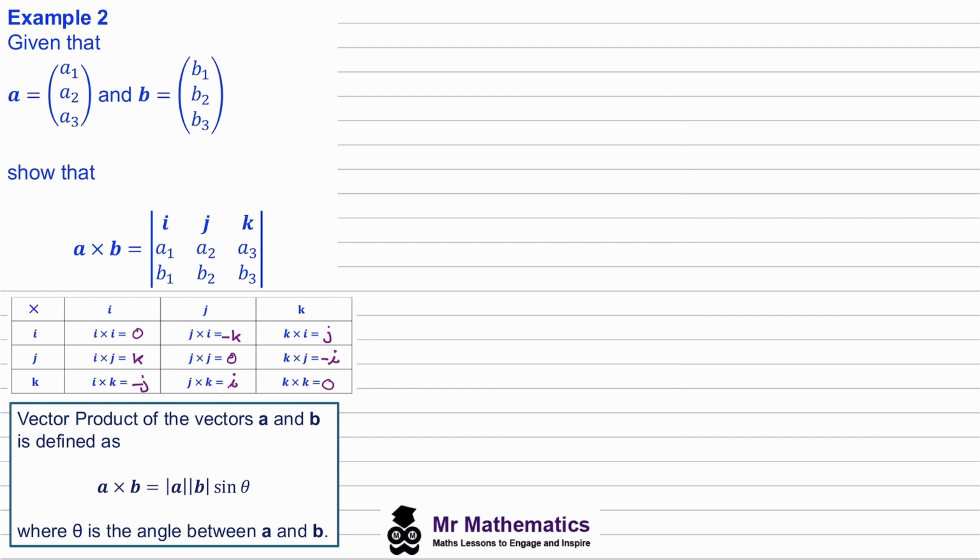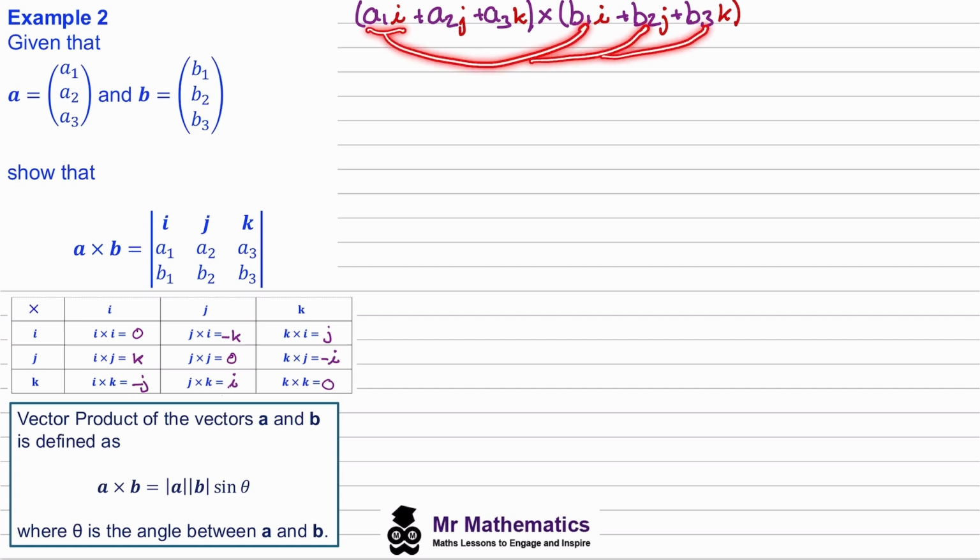Okay, so in our second example, we're given that we have two vectors, A and B. We have the i, j and k components, similarly for vector B. And we've been asked to show that when A is crossed with B, we get the determinant of this matrix. So the way we do this is if we write each of these vectors in ijk form, then we can think of this as expanding a pair of brackets, where we'll begin with this term crossed with this one, then with this one, and then with this one. Then we'll move on to the j terms, and then we'll move on to the k terms.